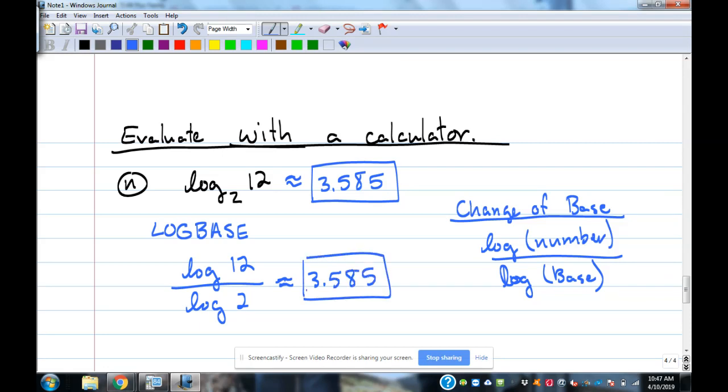So you can use the log base way or the change of base way. Either way, it gets the same answer. It just depends on how many buttons you want to press or if you want to go through that menu or not. All right, let's do another one.